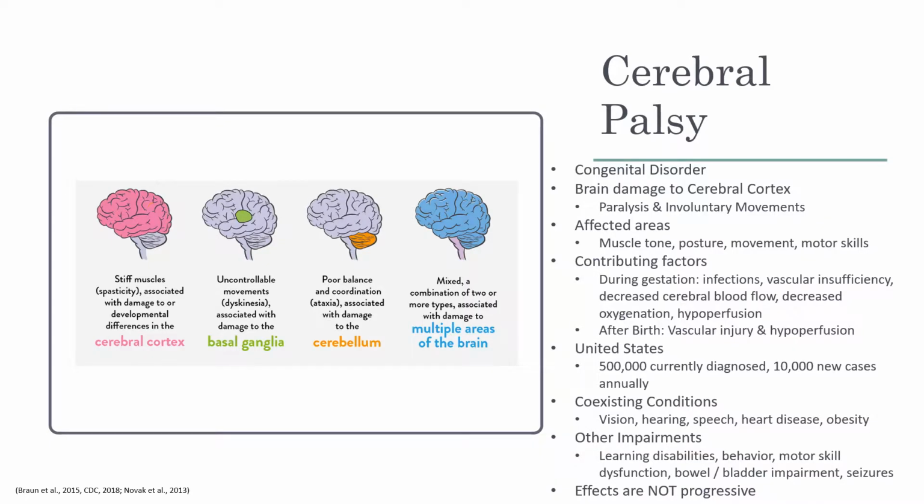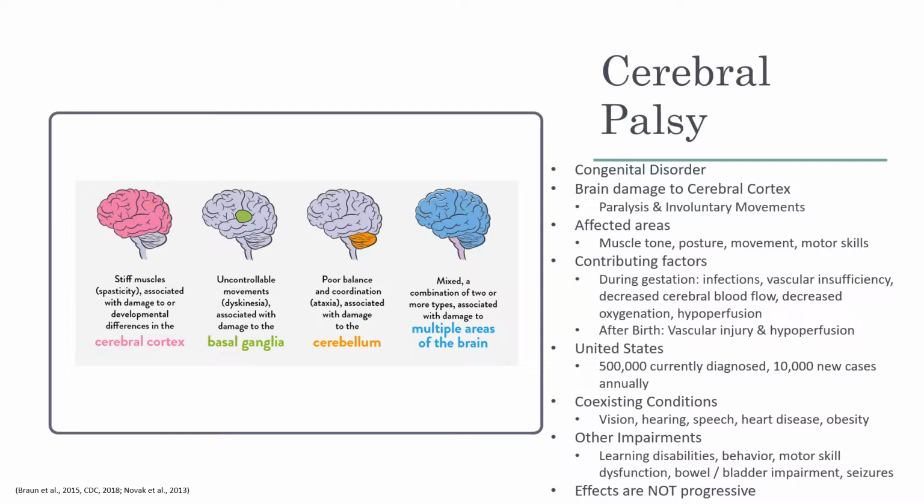So to give you a little background on cerebral palsy, it is a congenital disorder. It's a form of brain damage that occurs usually in utero or during childbirth that is caused by extenuating circumstances, either during or prior to infancy. It affects the cerebral cortex in the brain and causes paralysis and involuntary movements in various areas of the child's body. And those areas that are affected are impacted by which area of the brain is involved. So the child's muscle tone, their posture, movement, motor skills, they're all adversely impacted by this disease.